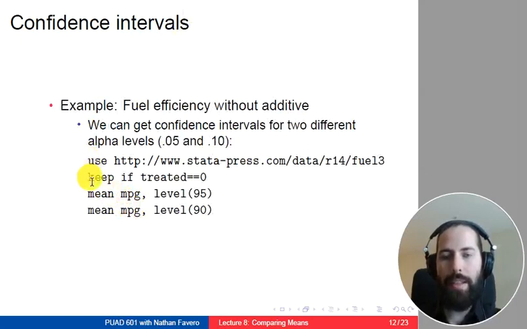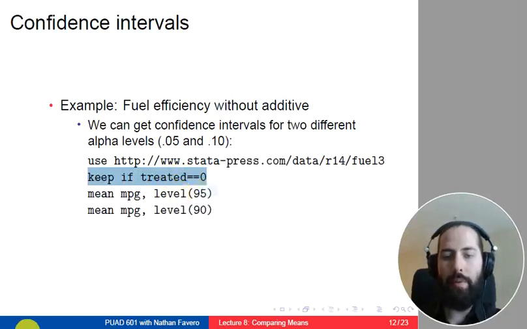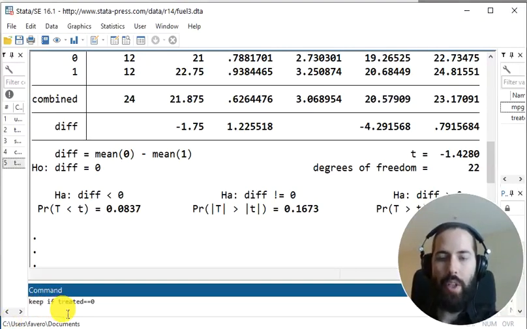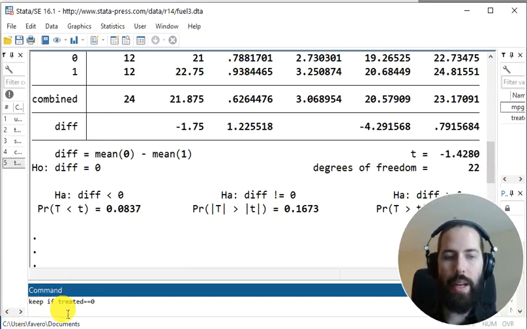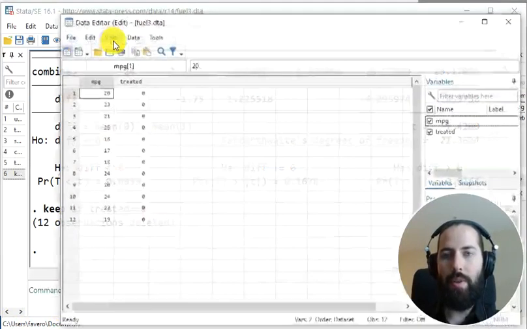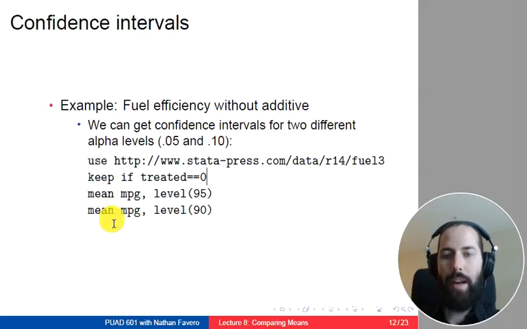This is still using the same data set, but I want to think about just the observations where they did not receive the fuel additive. So in other words, what is the typical gas mileage among cars just ordinarily without receiving this fuel additive? So I'm going to use this command, which is just going to drop the 12 observations where the fuel additive was received. You can see this is what my data set looks like now. And now I've got a couple of different expressions that I'm going to run here.